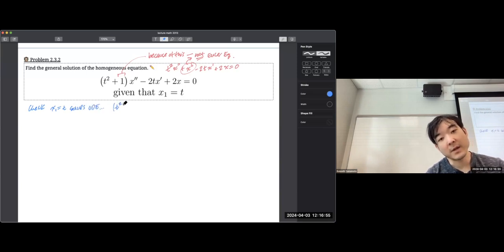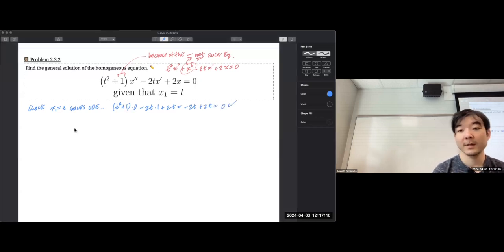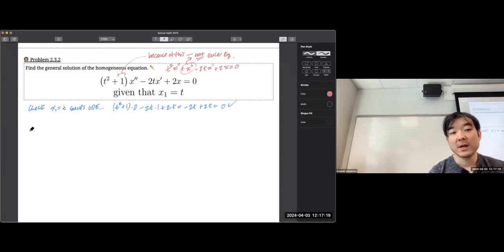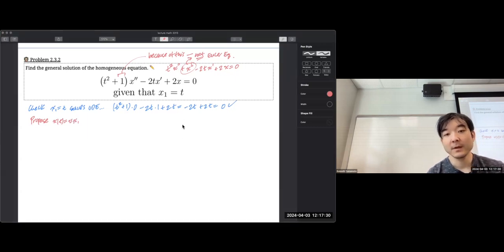You'll have t squared plus 1. What is x double prime of t? It's just 0, because you take the derivative once, it'll be 1, and take the derivative again, it'll be 0. Minus 2t times x prime, which is 1, plus 2t. This is just going to be negative 2t plus 2t, which is equal to 0. So this works. And then using this homogeneous solution, you can build the general solution by saying that it's going to be some v of t times x1, where our x1 is t.